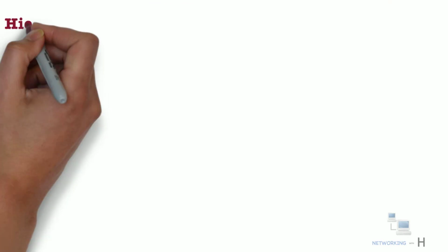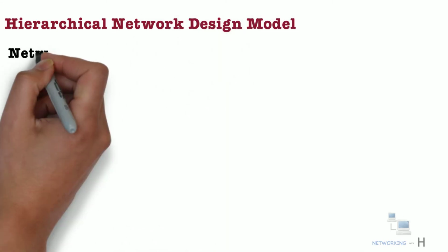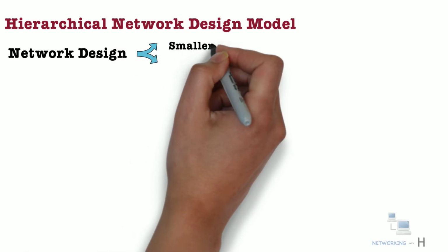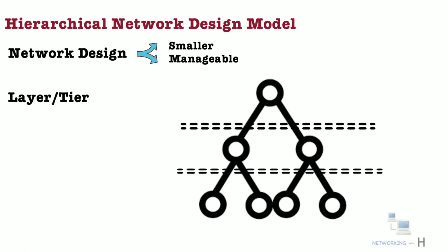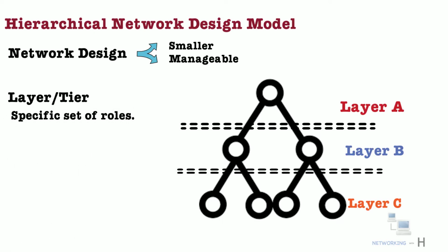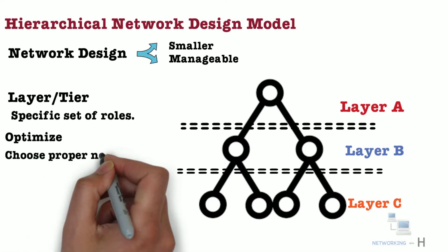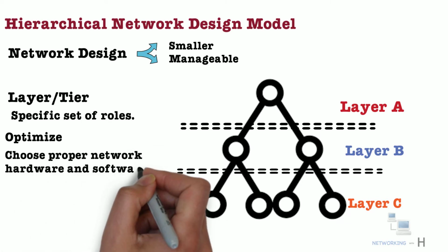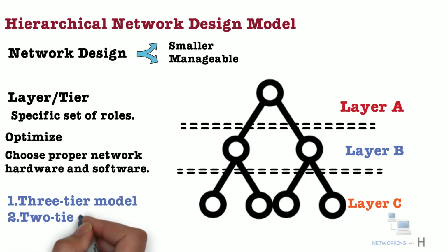The Cisco Hierarchical Network Design Model breaks the complex problem of network design into smaller and more manageable ones. Each layer or tier in the hierarchy is focused on a specific set of roles. This helps the network designer and architect to optimize and select the right network hardware, software, and features to perform specific roles for that network layer. The two proven hierarchical design architectures for campus networks are the three-tier model and the two-tier model.